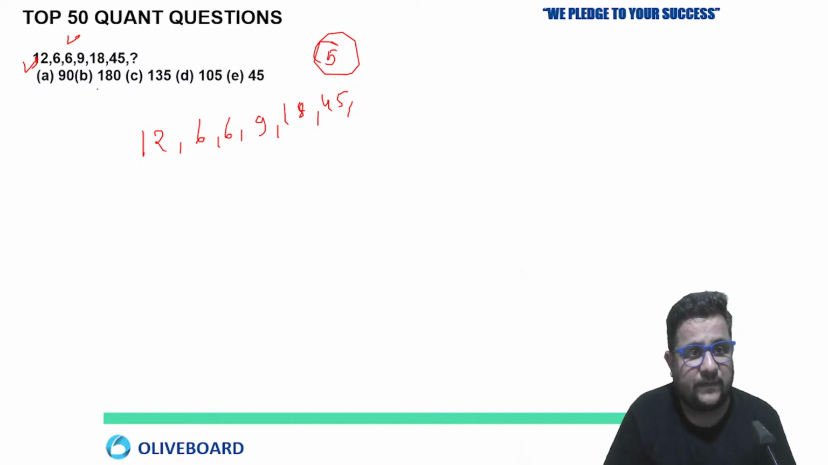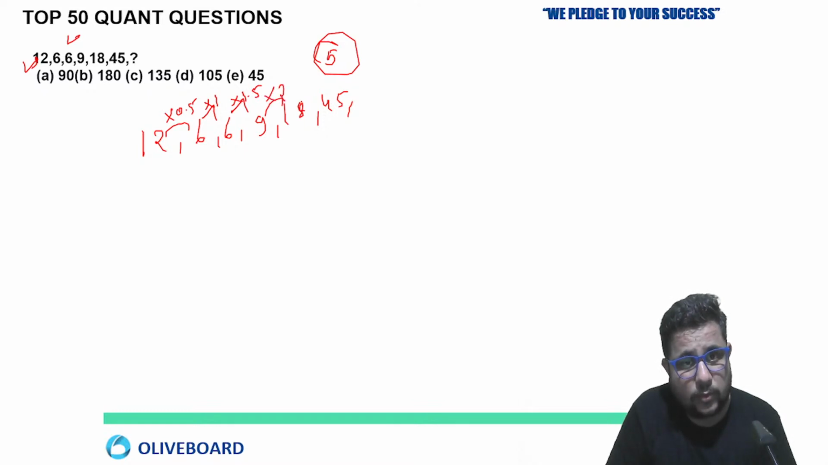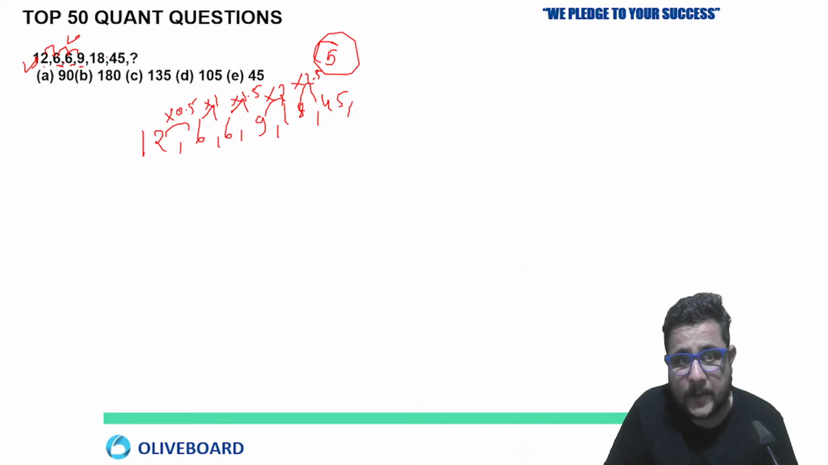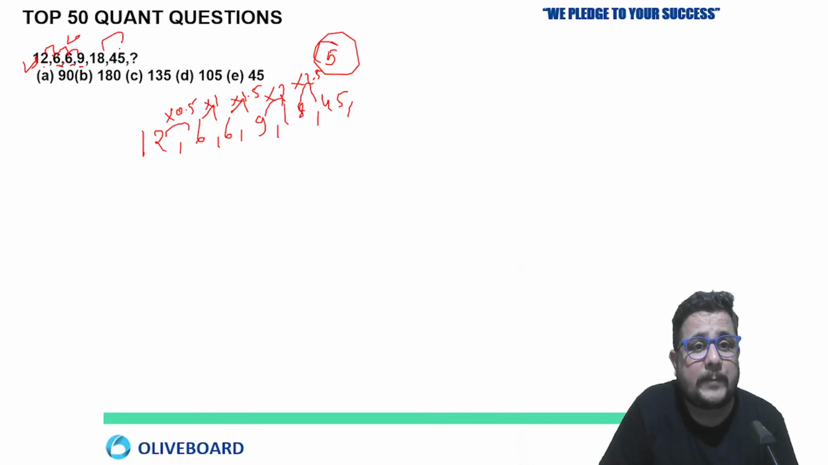Sahil, very good. 135. And the pattern is simple. 12 multiply 0.5, so 6, 6 multiply 1, 6, 6 multiply 1.5, 9, 9 multiply 2, 18, 18 multiply 2.5, 45. Here we can see 12 to 6 decreasing, then equal, then increasing. So half of 12 is 6, then 1 times 6, then 1.5 times 6, then twice of 9. So we can see the pattern from here.